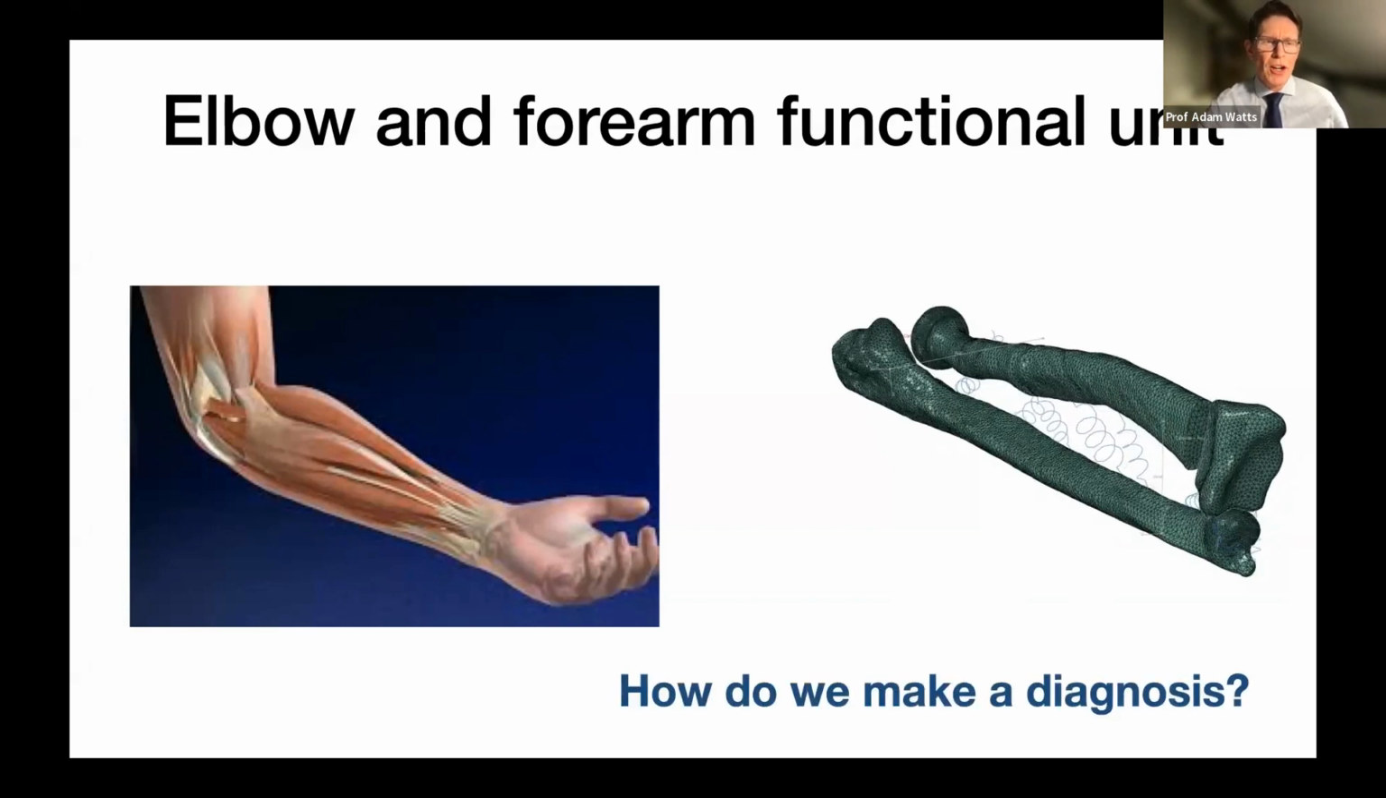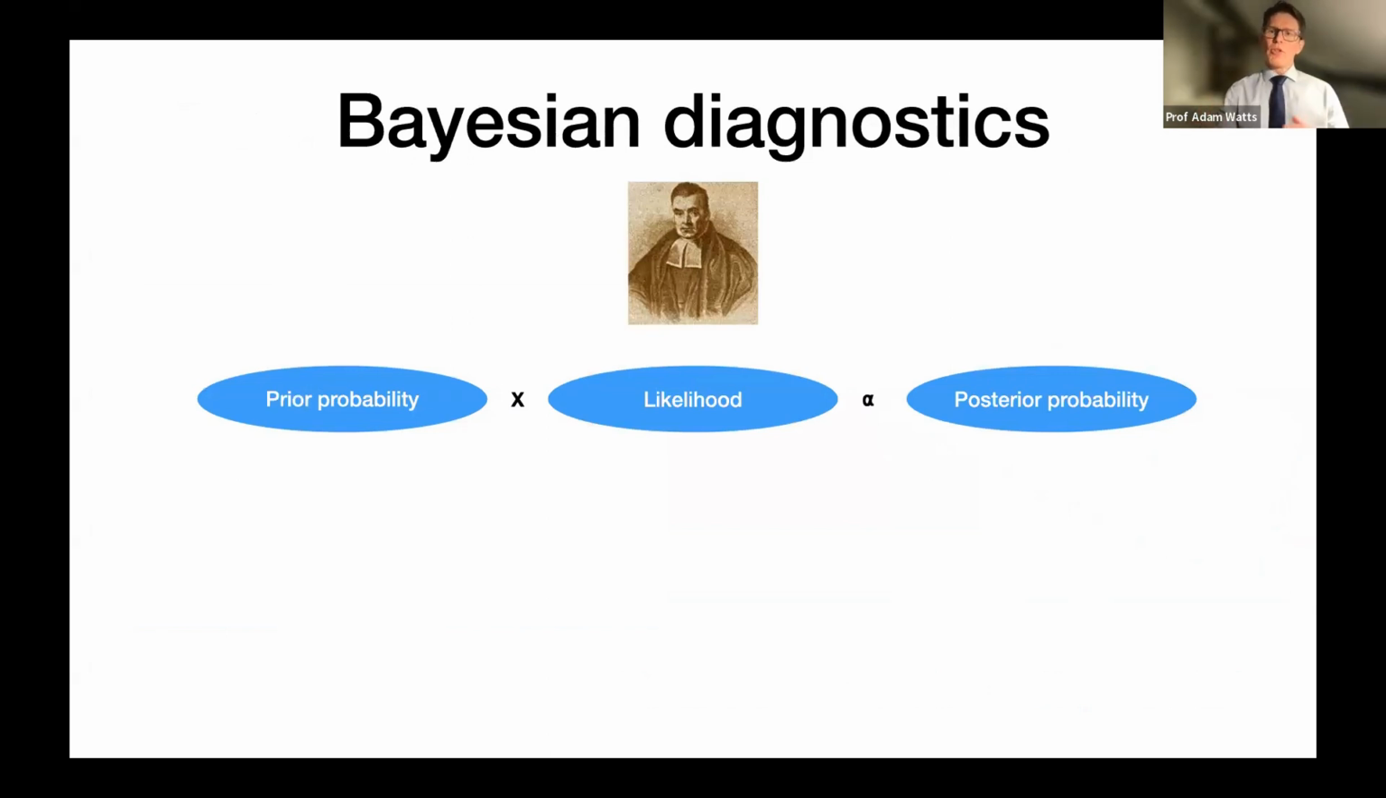So how do we make the diagnosis? Many of you, I'm sure, will be familiar with the concept of Bayesian diagnostics. We're all Bayesians at heart. It's just inherent in the way that we tend to think. And according to Bayesian probabilities, we consider our initial probability, and then we collect data which we use to update that initial probability to come up with a new probability of the possible diagnosis.